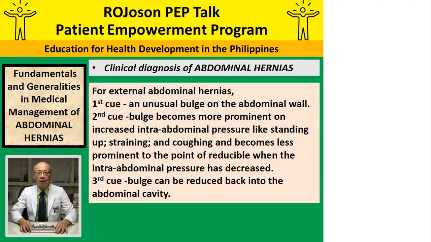So we ask the patient to cough, okay, and then if there is an increasing prominence of the bulge, then baka hernia na yun, okay. And similarly, if you try to decrease the intra-abdominal pressure by asking the patient to lie down, or to stop coughing, then if the bulge becomes less prominent, that's another cue that the bulge is due to a hernia and not to a mass.